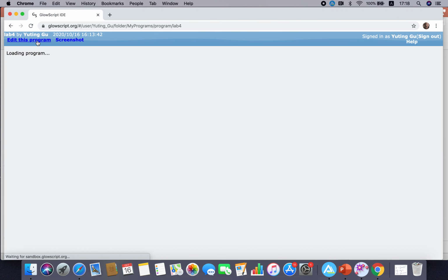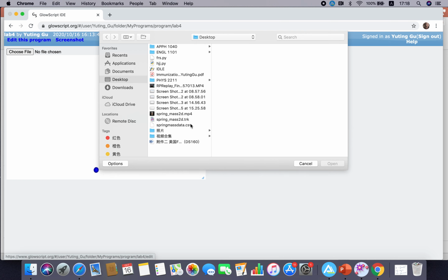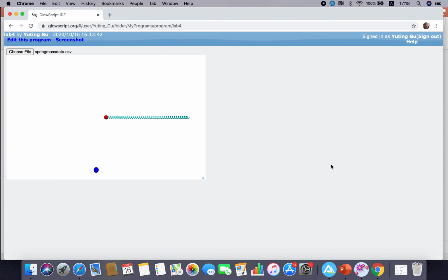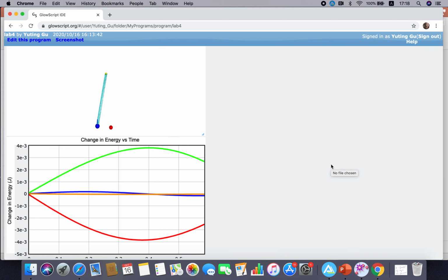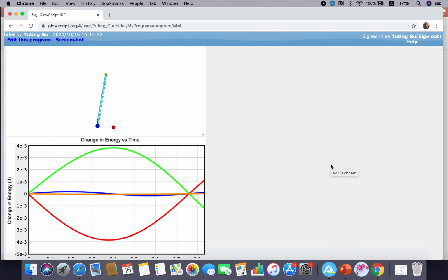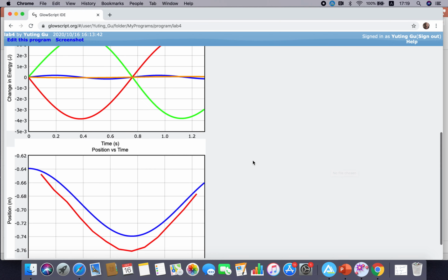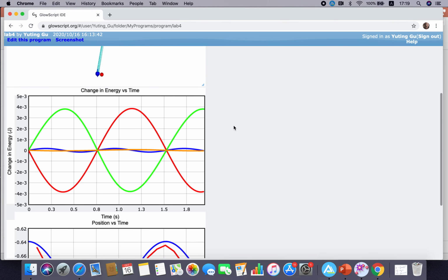And then when I run the program, I chose the CSV file. So this is the model, and there are two graphs generated by the code, the position versus time graph and the energy change graph.